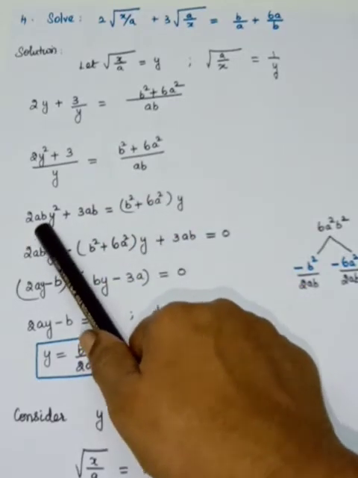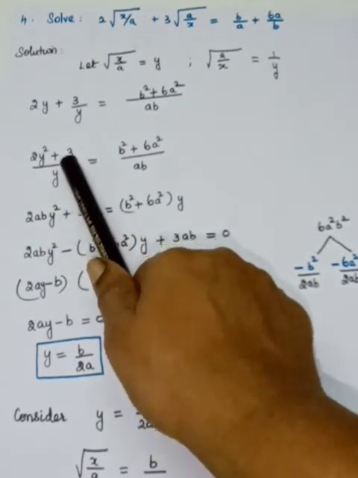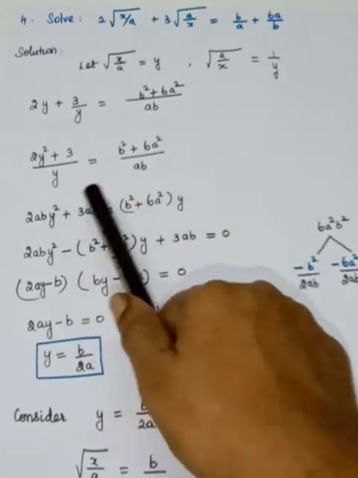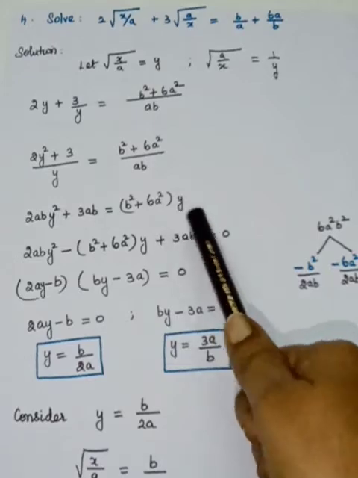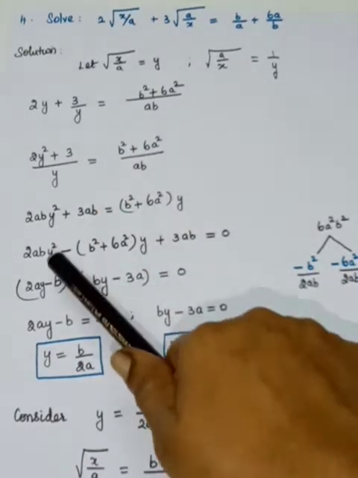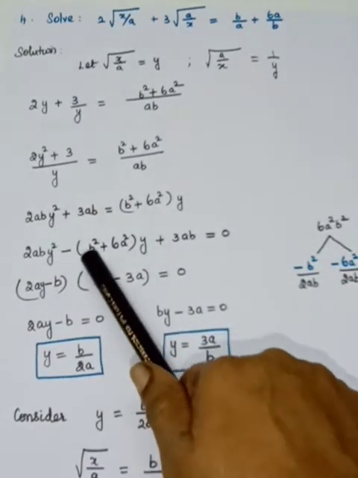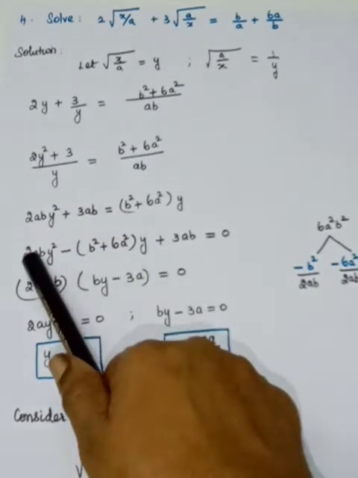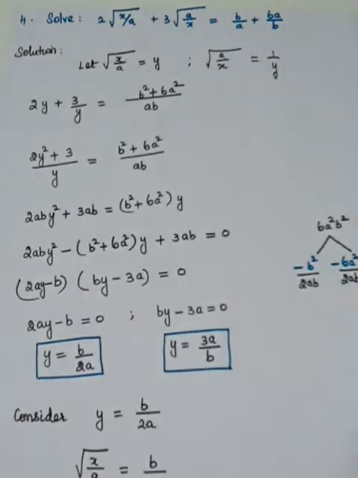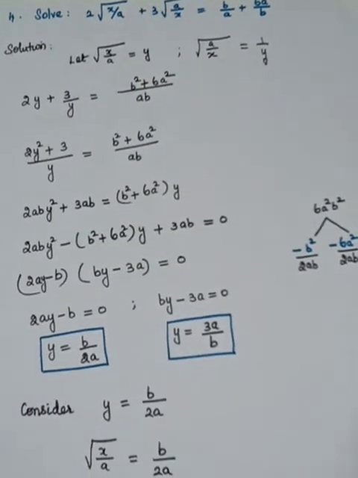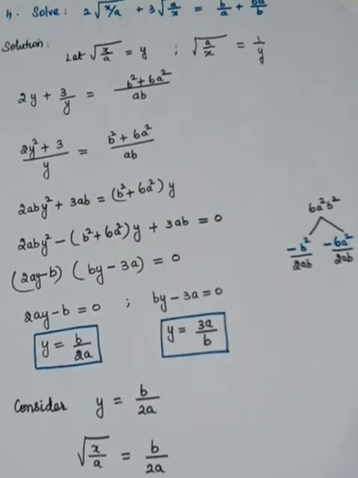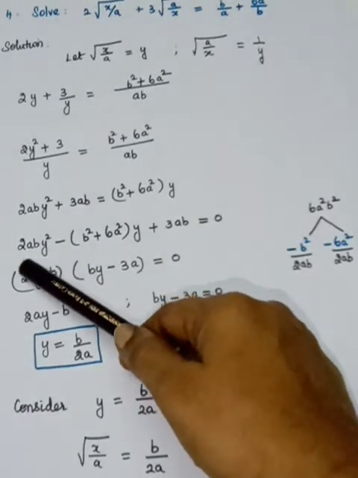2y squared ab can be written as 2ab y squared plus 3ab is equal to the whole term into y. Bring this term to the other side. So it is minus of b squared plus 6a squared into y, plus 3ab. Look at this equation. It's a polynomial equation in y of degree 2. That is a quadratic equation. So quadratic equation means we can factorize. So for that you take the product.